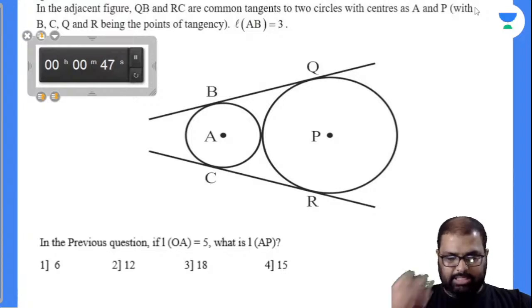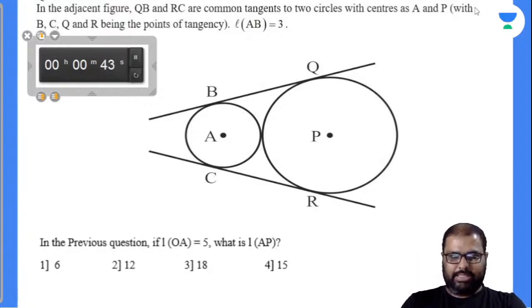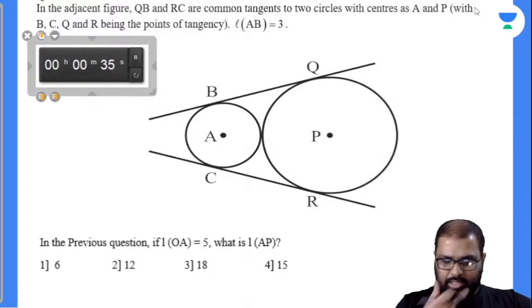40 seconds more. Be active, be active in the comment section box. No one will judge you here, right? It's all our practice session. If you are going wrong, correct it. Answer in the comment section box. 30 seconds more. Any answer? Data is the same as in the previous question, if OA is equal to 5.